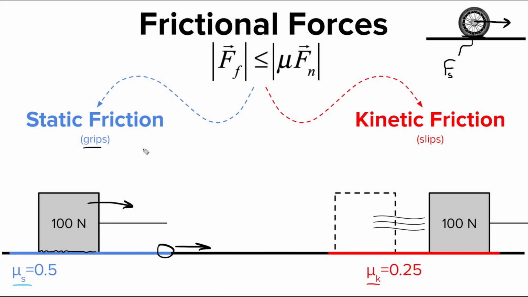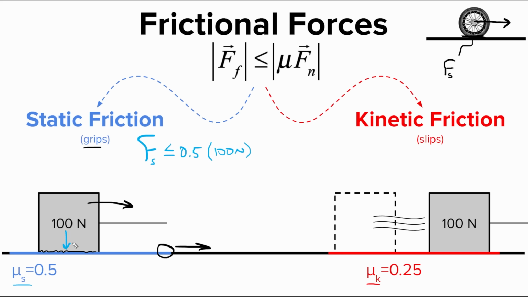So let's do that for s. Let's say we plugged in mu s, so we're going to find the static friction force less than or equal to mu s, which would be 0.5, and it is always true that mu s should be bigger than or equal to the coefficient of kinetic friction. 0.5 times the normal force, which is going to be 100 newtons.